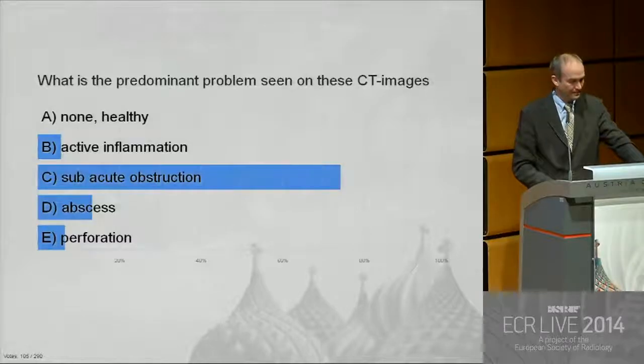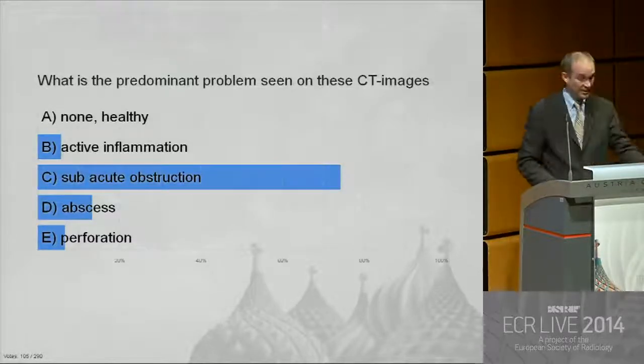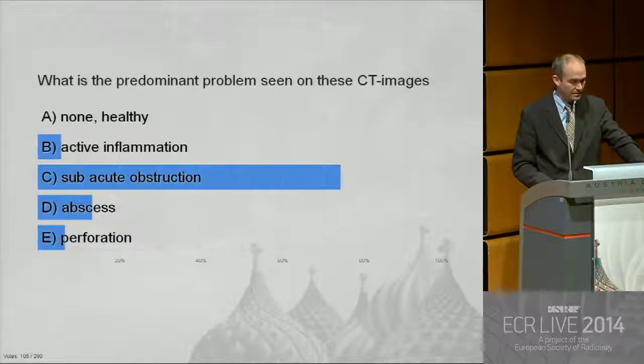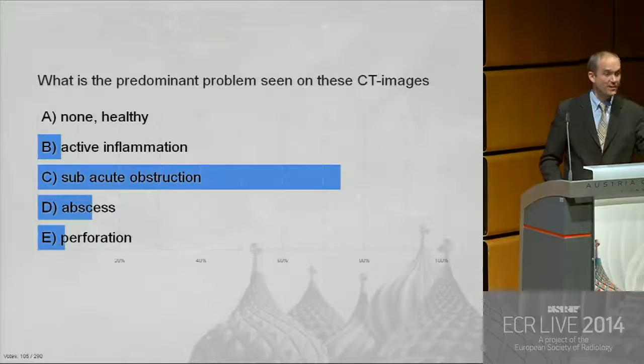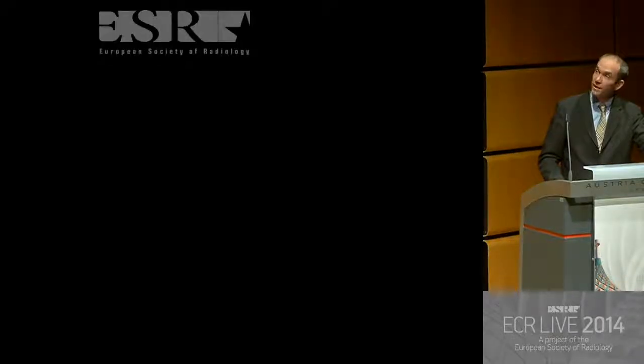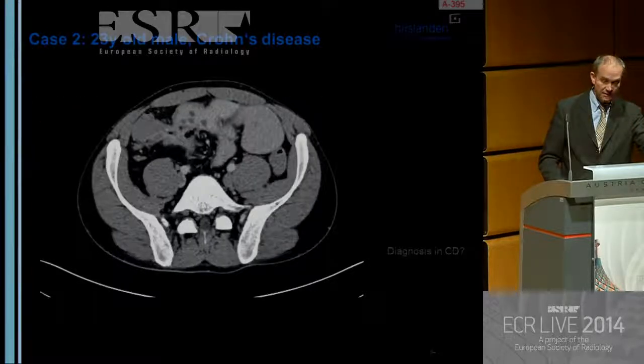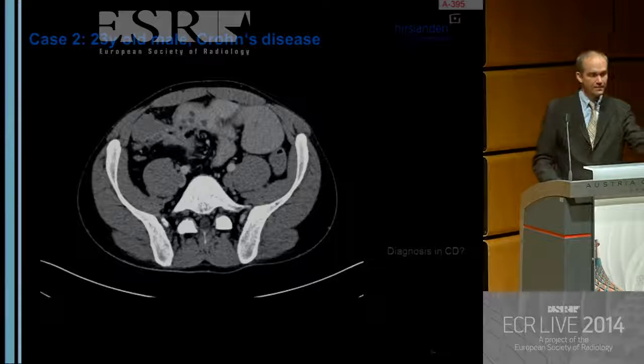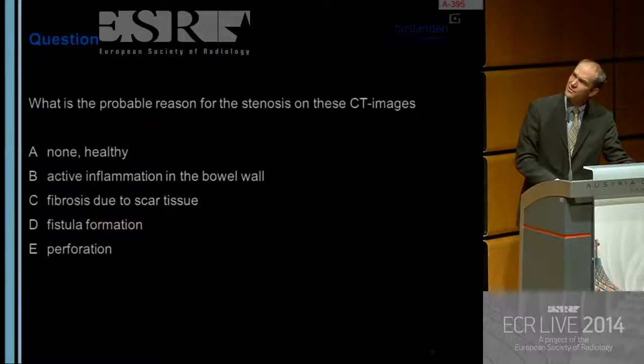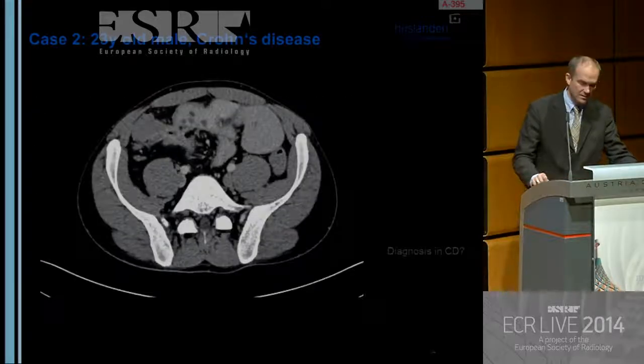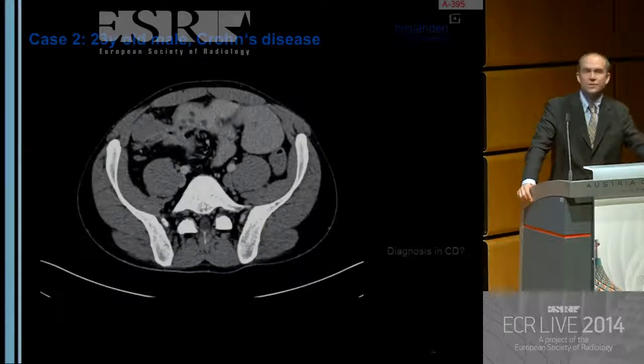Yes. So subacute. Oh, there's only the C, but it's a subacute obstruction. Different colors. So again, these are slices from the same patient, further up or further down. If you look at this, again, we go to the questions, then they appear on the left side. We can go back to the image. So what is probably the reason for this stenosis or this obstruction?